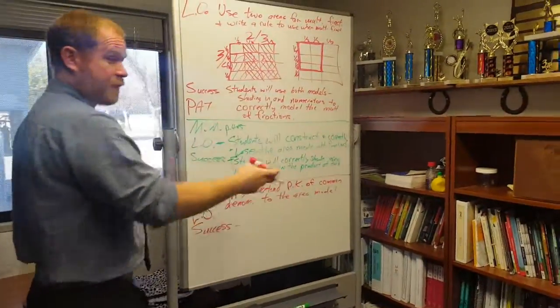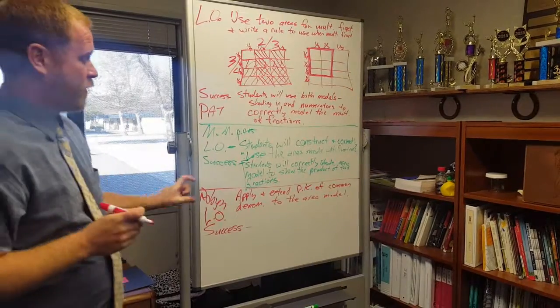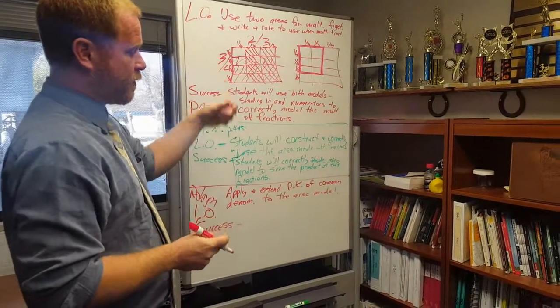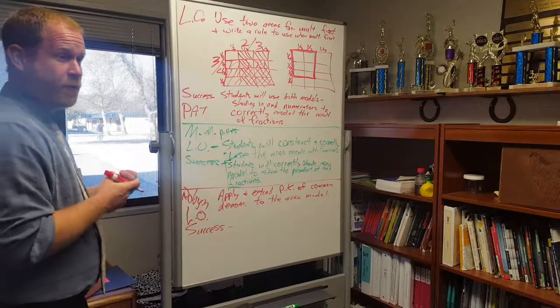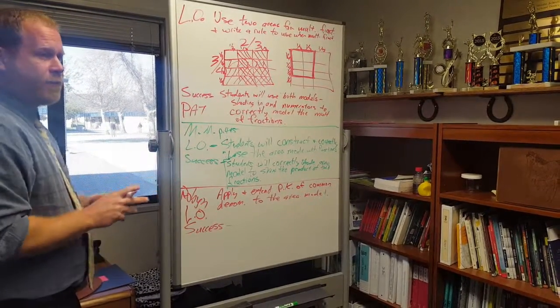Okay, so we have that clarity. Apply and extend previous understanding of common denominators. There you go. So, define success for today then. With this goal, if they're applying and extending their prior knowledge of common denominators to the area model using fractions, what does success look like for students?